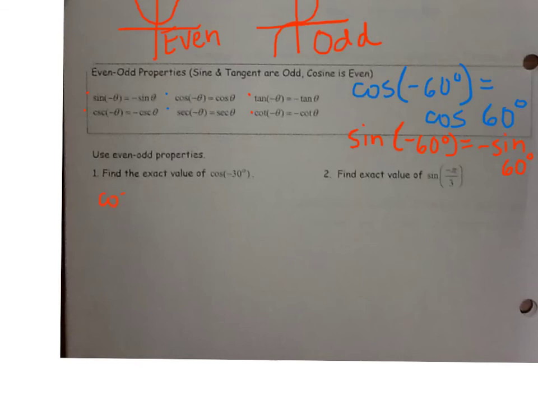Cosine negative 30, since cosine is an even function, is going to equal the same as cosine 30. And then if I think of my circle, 30 degrees, first quadrant, right? Label it the easiest way possible. So cosine would then be root 3 over 2. Okay? So that's just getting used to the even odd properties. You can try number 2 on your own then.